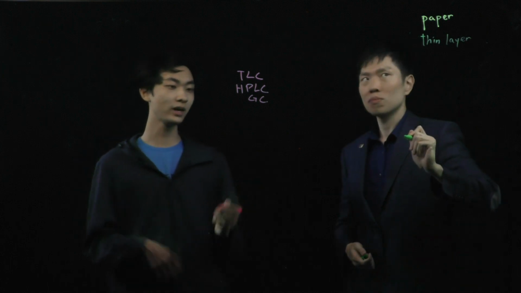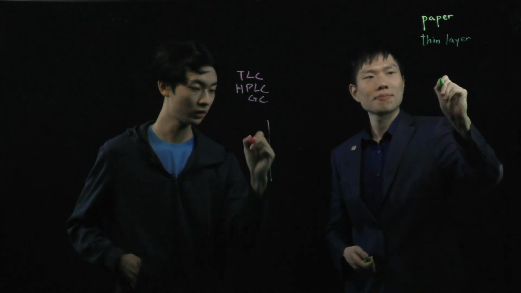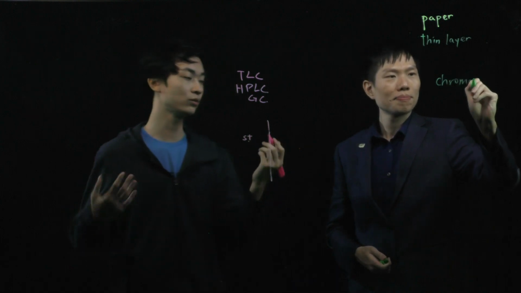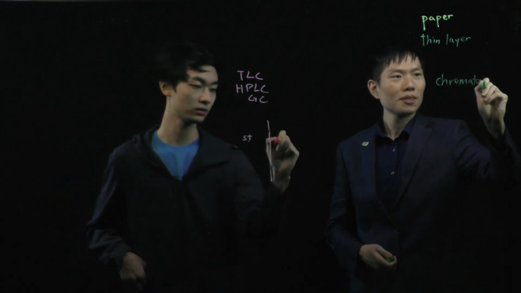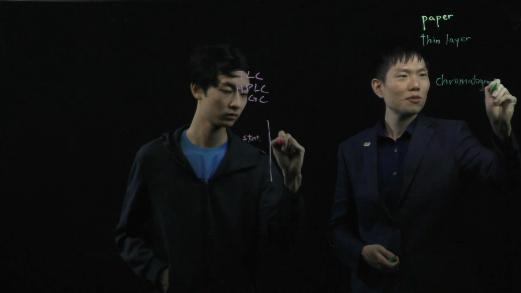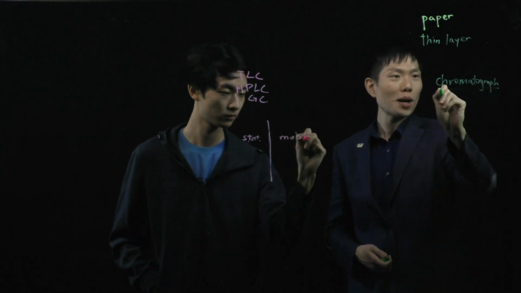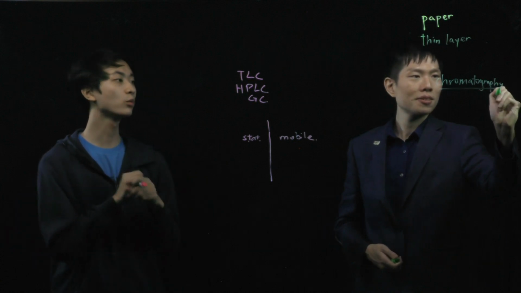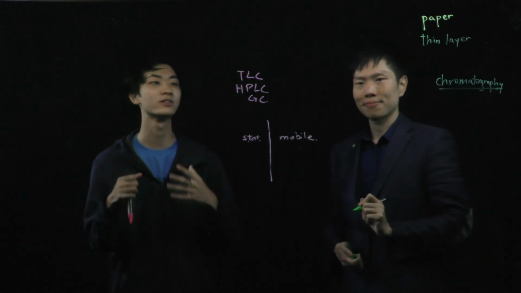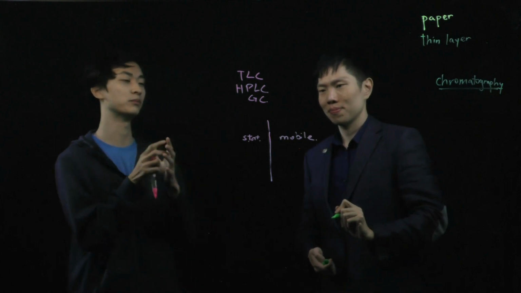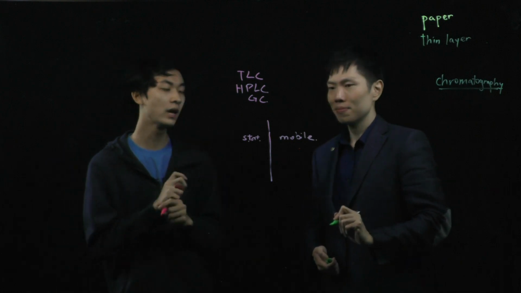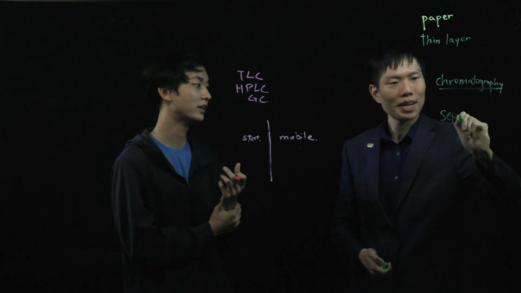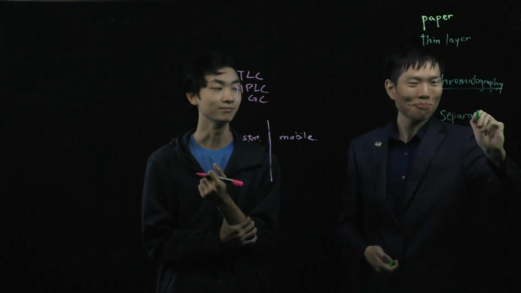We have a stationary phase and we have a mobile phase. These two phases will be persistent in any kind of chromatography. What we want to do in chromatography is separate different molecules in different samples. What we're actually looking at is the interaction between the molecules. So this is a separation technique.